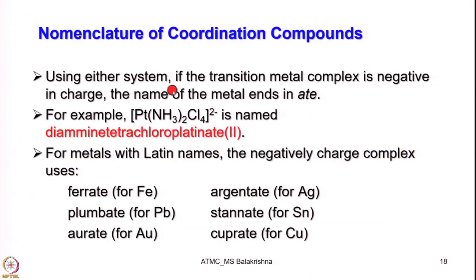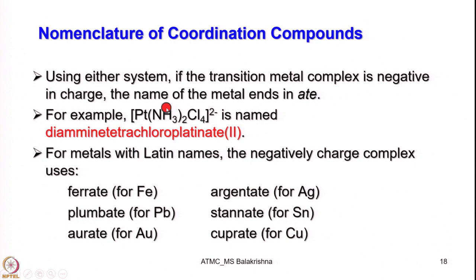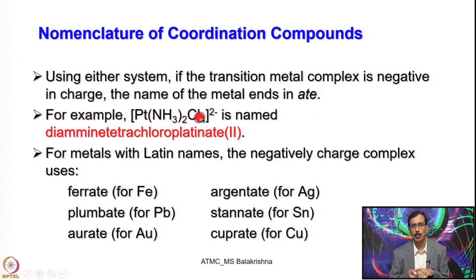So, using either system, if the transition metal complex is negative in charge, the name of the metal ends in ate. So, that means if we have an anionic complex, the name of the metal ends with the term ate. For example, if you take this one, this is anionic compound because platinum is in plus 2 state, and it is named as diamine tetrachloroplatinate. So, it is anionic. If it is neutral or cationic compound, then simply we should use the name the way it is.